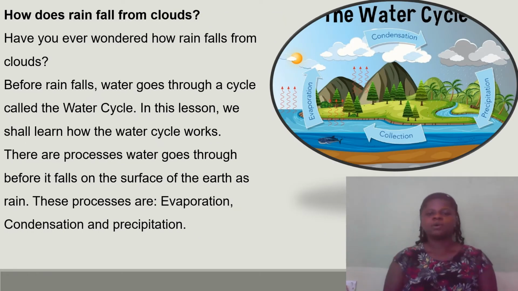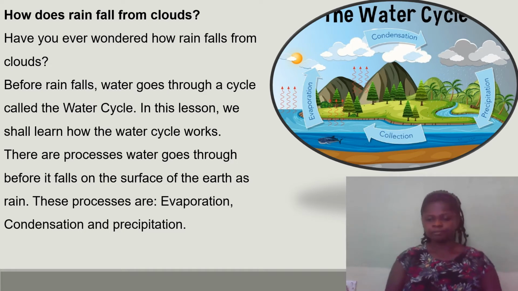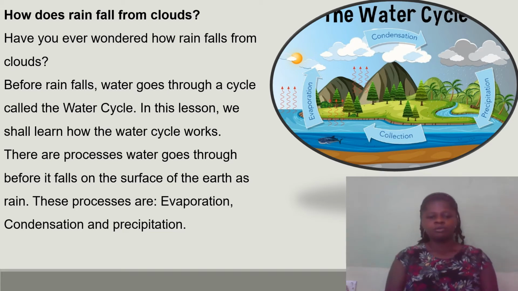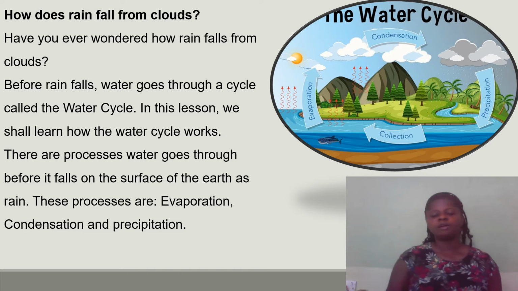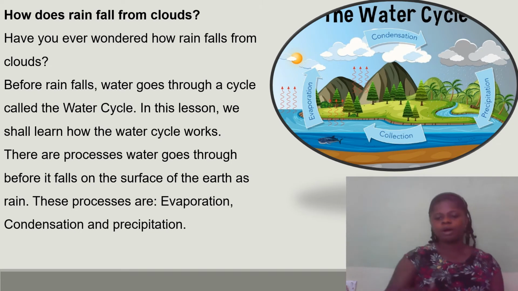Now let's look at the water cycle, how rain falls from the sky. Maybe you have wondered how rain falls from the clouds. Now, before it rains, water has to go through a cycle called the water cycle. So we shall learn about the water cycle and how it works. Okay, there are processes water goes through before it falls on the surface of the earth as rain. There are three processes. Okay, so we have evaporation, condensation, and precipitation. Let's look at these three processes one after the other.